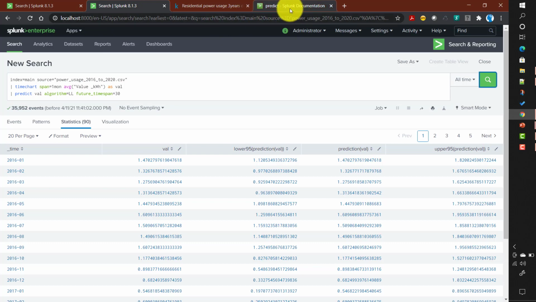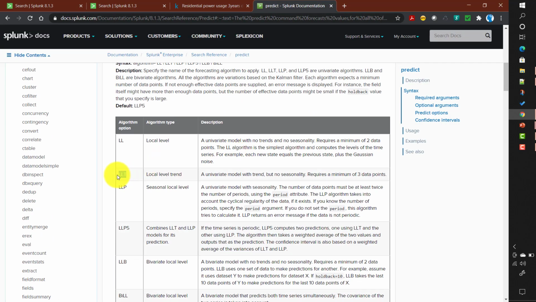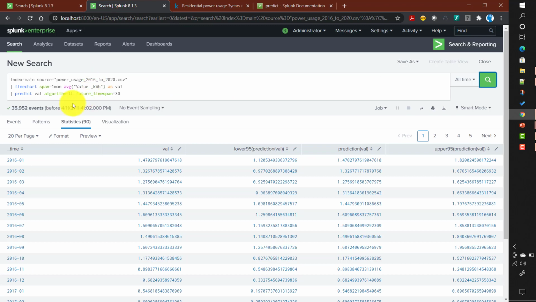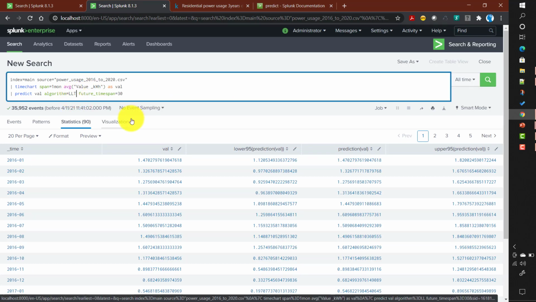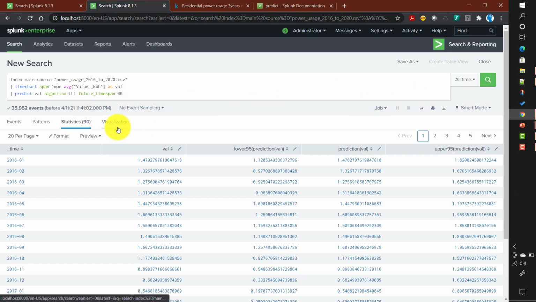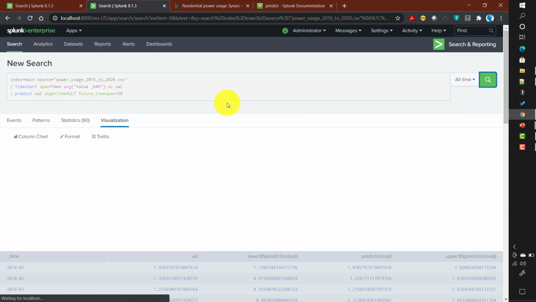Now let's move on. Let's talk about another algorithm called LLT. As the name suggests, it is the local level trend, correct? This is also a univariate time series model. We talked about the univariate and the multivariate time series analysis in my PPT as well. It only considers the trend. It does not consider any kind of seasonality. Okay, and it requires a minimum of 3 data points over here. This is also important. So let us see how it works. Instead of LL, we will be giving LLT, local level trend over here. I will keep the future timestamp as 30. So I will go to the visualization tab. I will now run it.